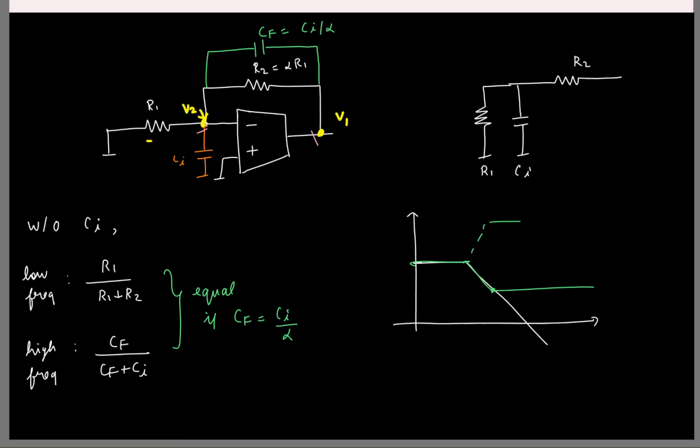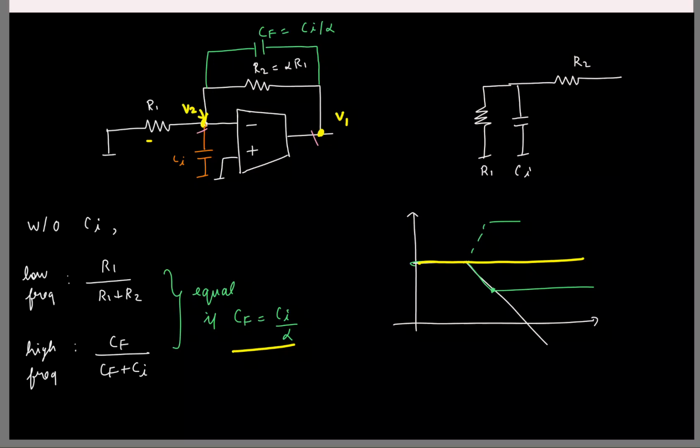At low frequencies, the gain is R2 by R1 plus R2. At high frequencies, what is the value now? Same. So what can you say about the zero location? Same position. It is sitting right on top of the pole and cancelling it. So we'll have this kind of a flat response. In practice, of course, you can't exactly ensure it. But the point is, you put a capacitor here, that will not destroy your response. It will restore it to some extent.